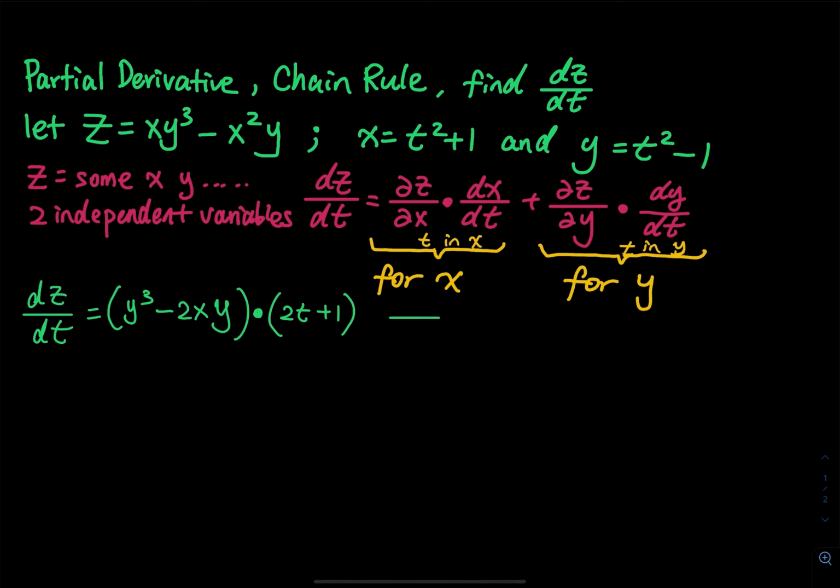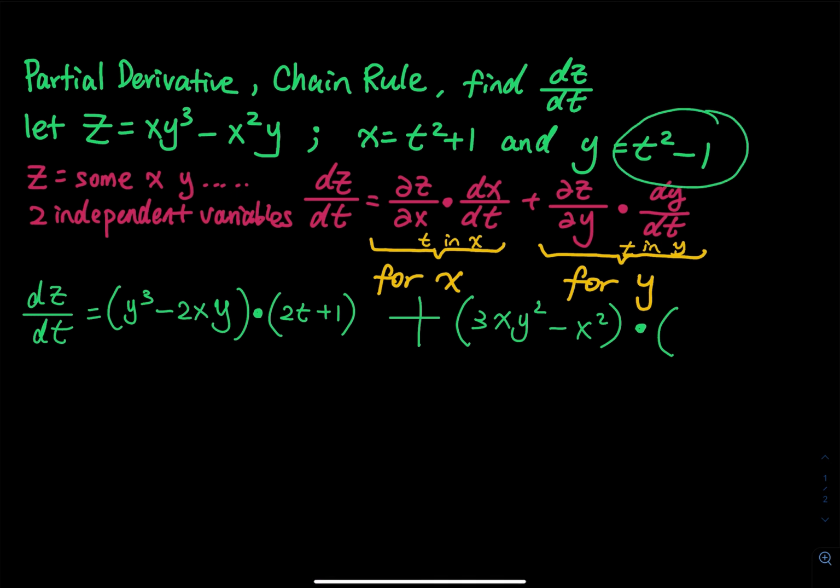And then we draw a big plus, partial derivative with respect to y. So this time x is a constant. So for the first piece, we will bring the 3 down. So that will be 3y squared. x is a constant. We are not touching that. And then only y is a variable. So we have the constant x squared left, minus x squared. And then we draw a dot for multiply, dy/dt. So the derivative of y, t squared minus 1, will be 2t minus 0.